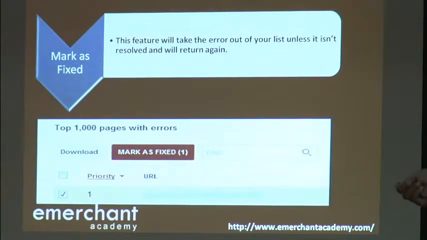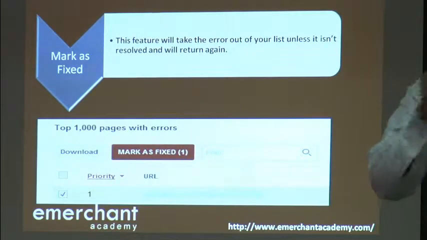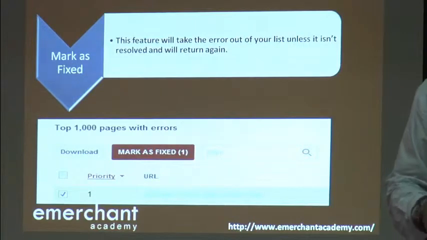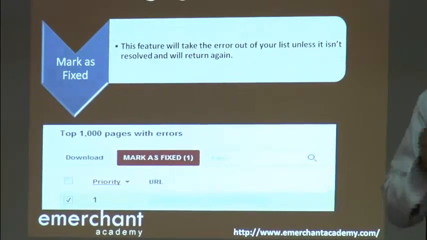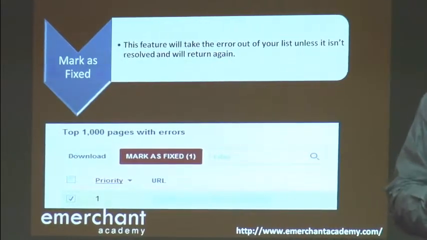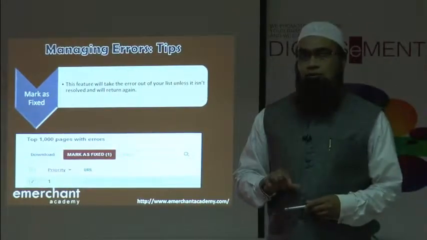Now one more important aspect is managing the errors. A few tips for managing the errors. Mark as fixed. This feature will take the error out of your list, unless it isn't resolved, and then it will return again. Now what you need to do is the important aspect of it. Once Google shows some error, you identify it, and whatever the errors Google is reporting, you need to fix it in the HTML code or other codes. You need to fix it.